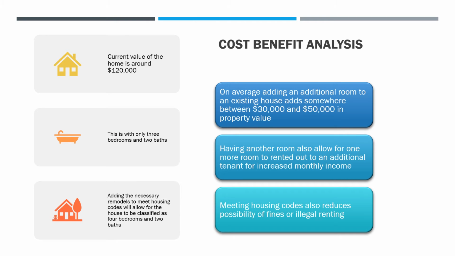Next, we're going to get into the cost-benefit analysis. The current value of the home is around $120,000. That is with only 3 bedrooms and 2 baths. Adding the necessary remodels to meet housing codes will allow for the house to be classified as a 4-bedroom, 2-bath. And then on average, adding an additional room to an existing house adds somewhere between $30,000 and $50,000.